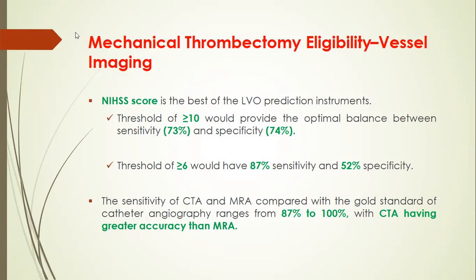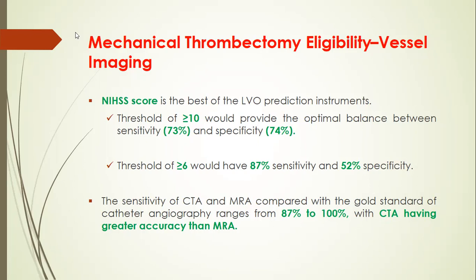Sir, the level of consciousness, LOC, visual level, spatial palsy, motor arm and motor leg grading, and language, dysarthria, and sensory system. It is graded into different levels according to the severity, and numbers will be given. Highest number would be 42.